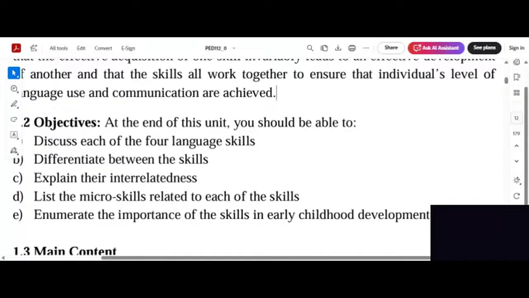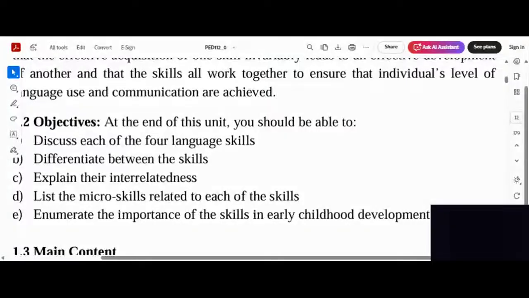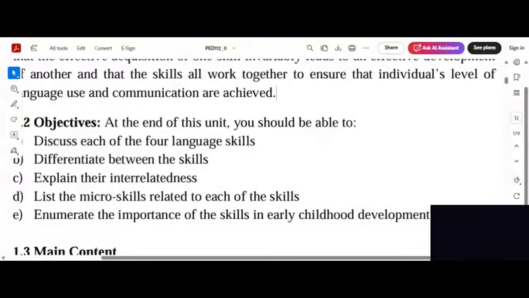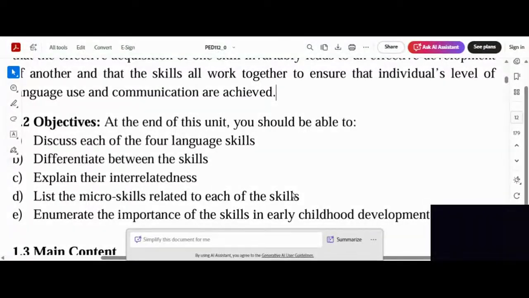How are they related? Then list the micro skills related to each of the skills. Under each of those, you have micro skills that aid the effective use of each of them. So you will learn those micro skills. They'll also be able to enumerate the importance of the skills in early childhood development.